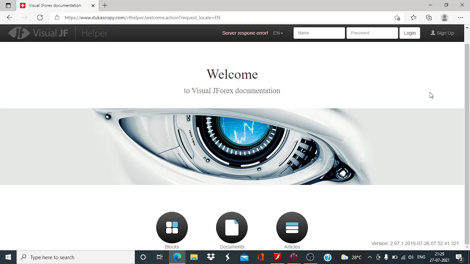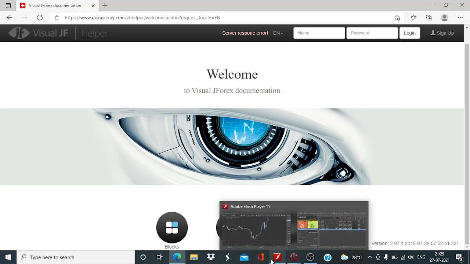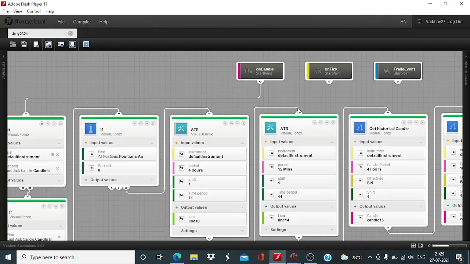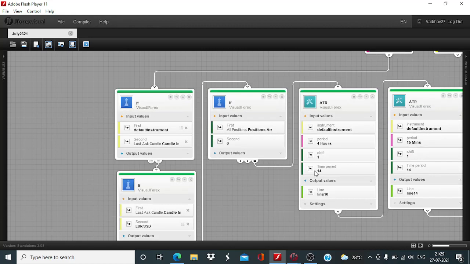Myself, Vaibhav. In today's session of Visual JForex, we will be completing the algorithm based on the indicator Average True Range, which can be shortened as ATR. So let us now head to the Visual JForex board, which has been developed by the Dukascopy Bank SA.